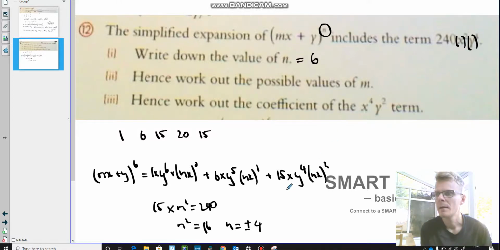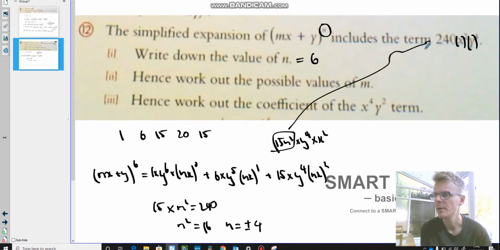So this implies that the 15, and then we're going to need to square m as well, so m squared times 15. If we expand that, we'd have 15 m squared times y to the power of 4 times x squared. So this term here must make up the 240.